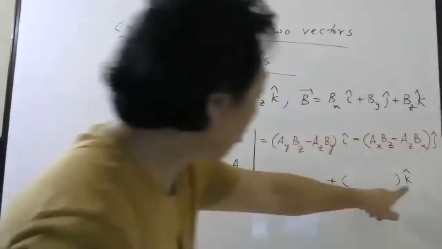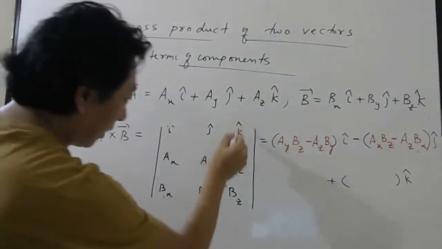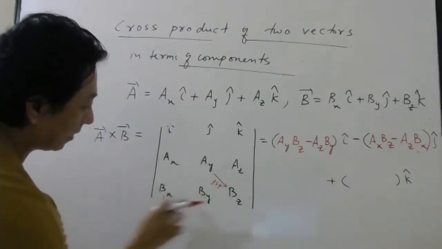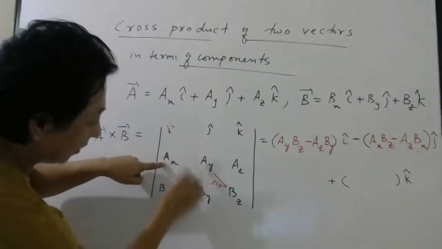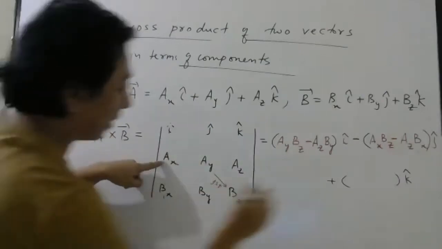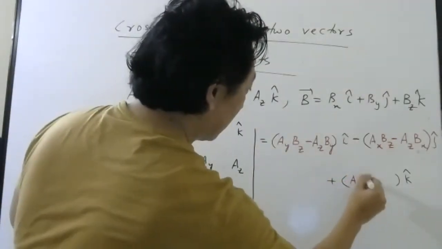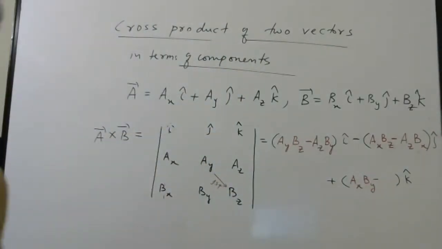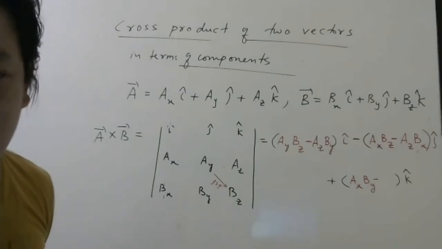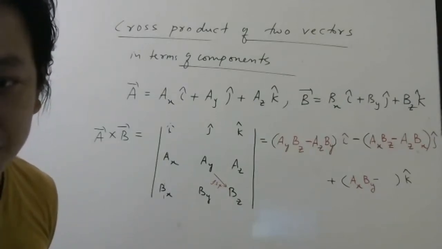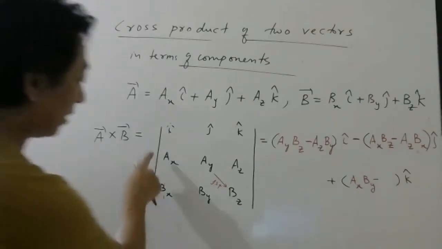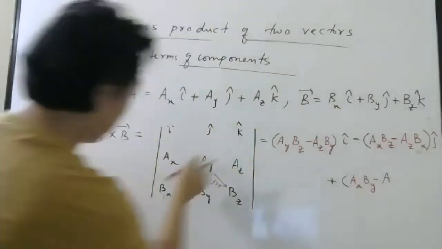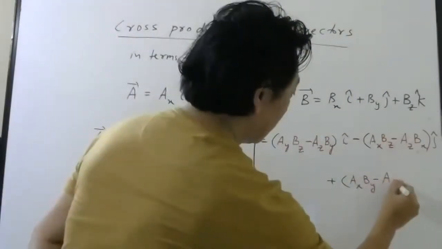Now tell me the K component. For the K component, you will forget this part. This part. Only look at these four numbers. So first you should multiply this way first. Okay, so AX BY minus. Can you tell me the next one? You will never get 0, Srishti. Look, concentrate here. AX BY minus this product, AY BX.